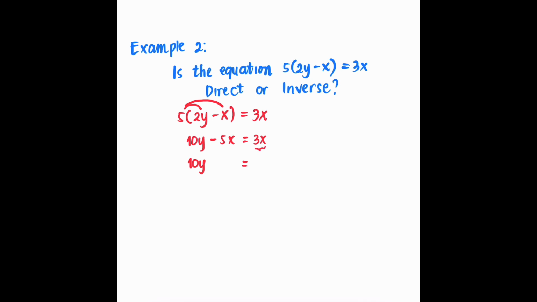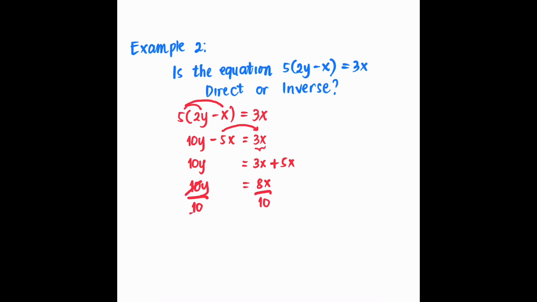So 3x is already on the right-hand side, so we don't do anything. Just simply copy it. However, the negative 5x needs to jump over the equal sign to the right-hand side of the equation. So from negative 5x, it will become positive 5x. And continue simplifying. So we have 10y equals 3x plus 5x is 8x. And since we're solving for y, what we need to do is to apply the division property of equality by dividing both sides by 10.